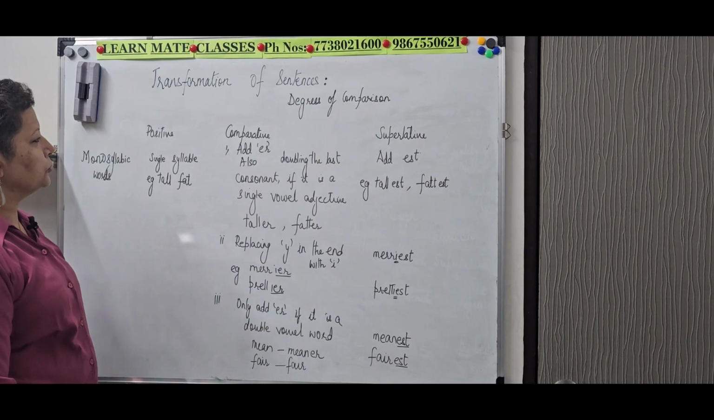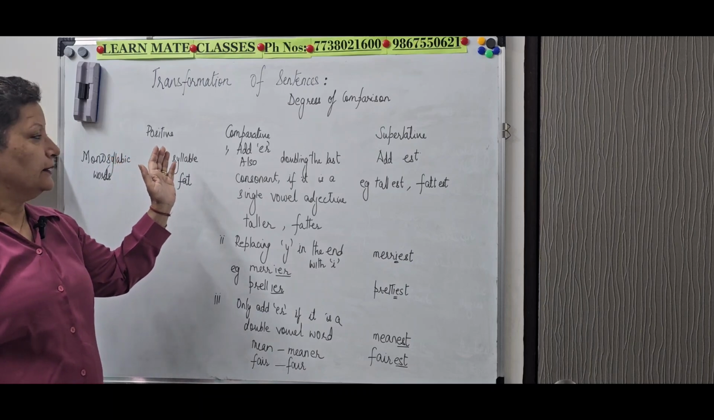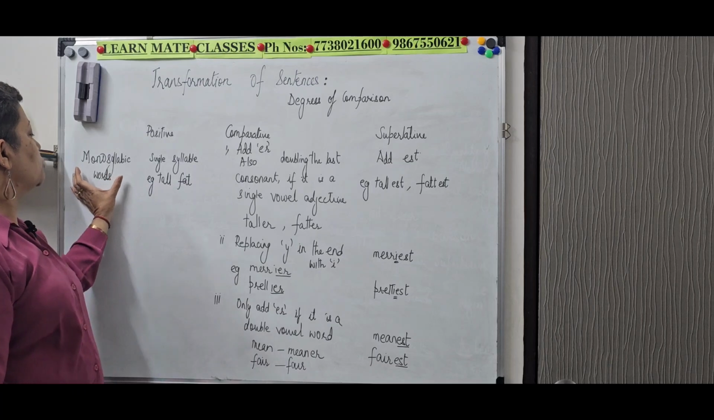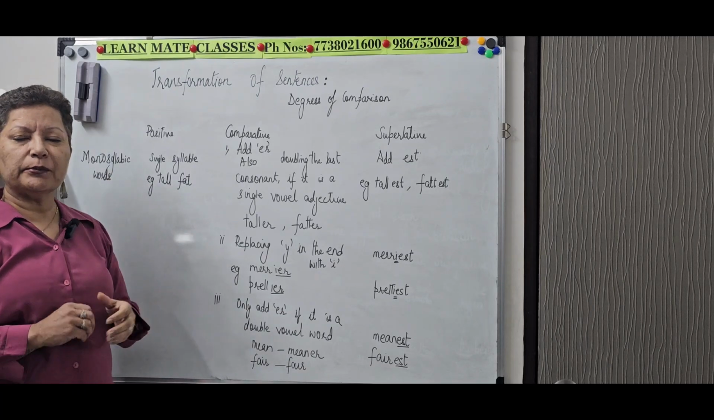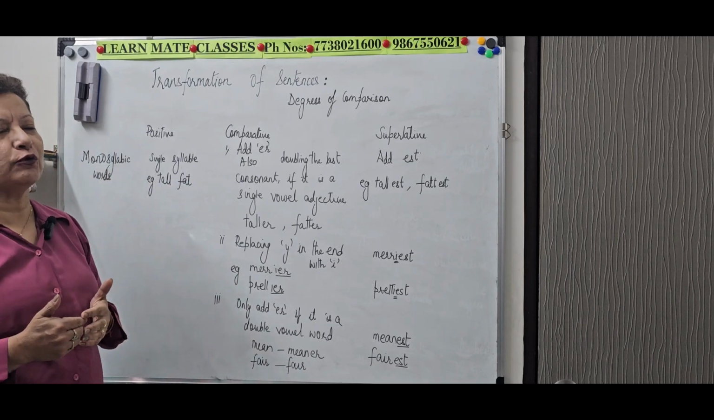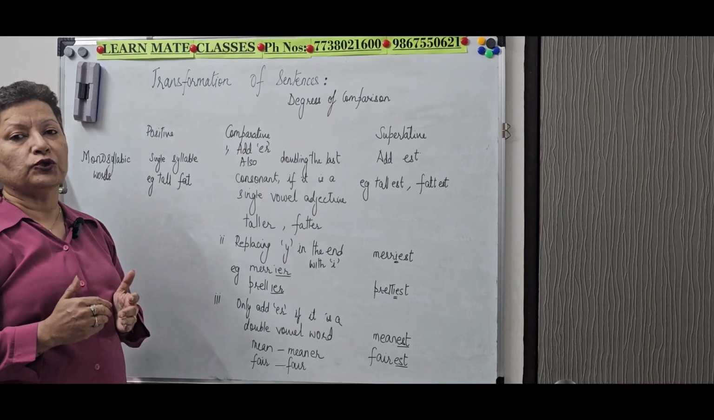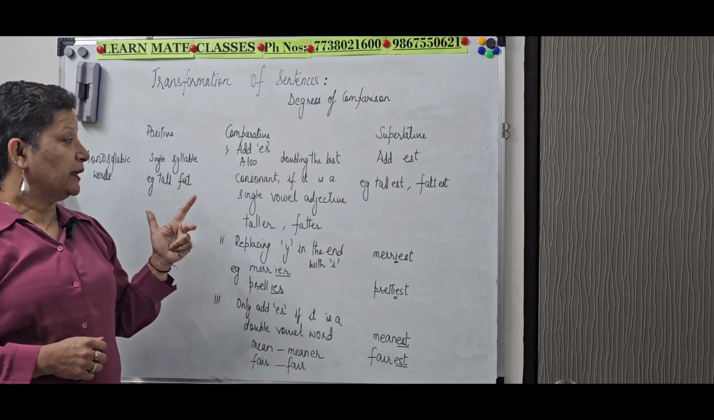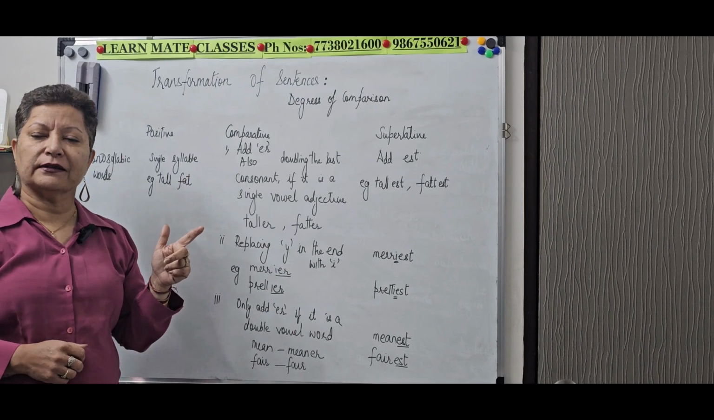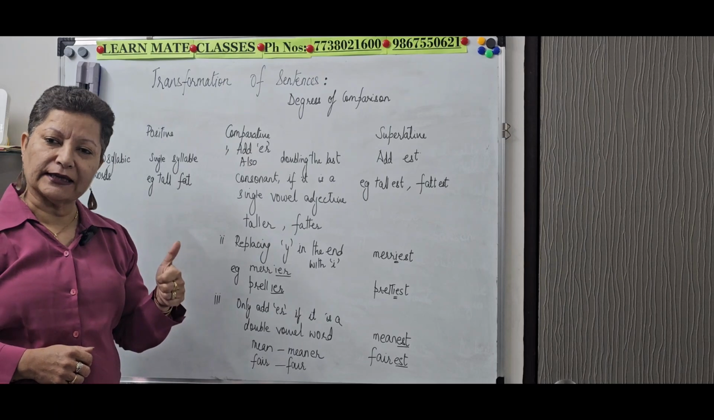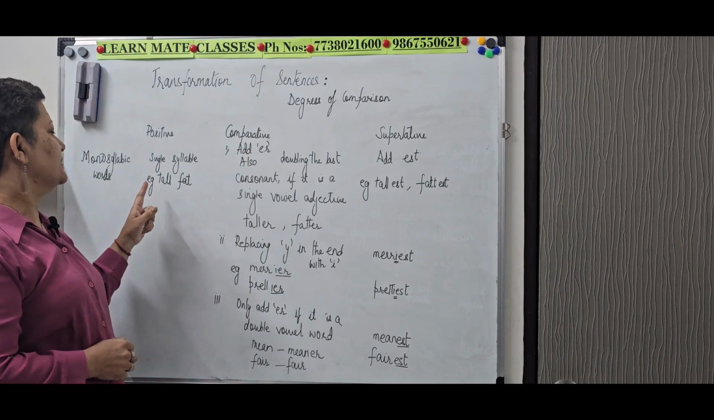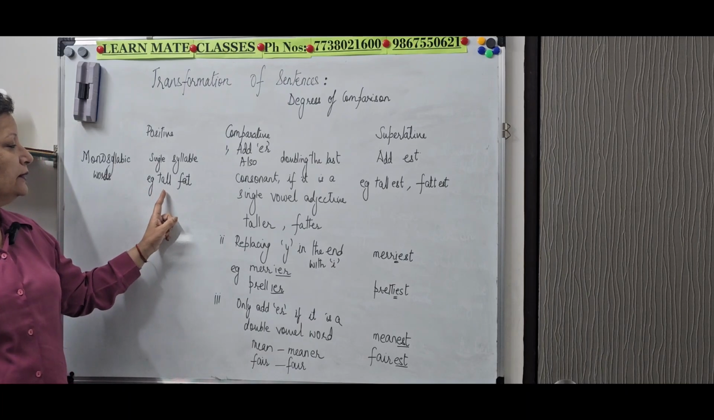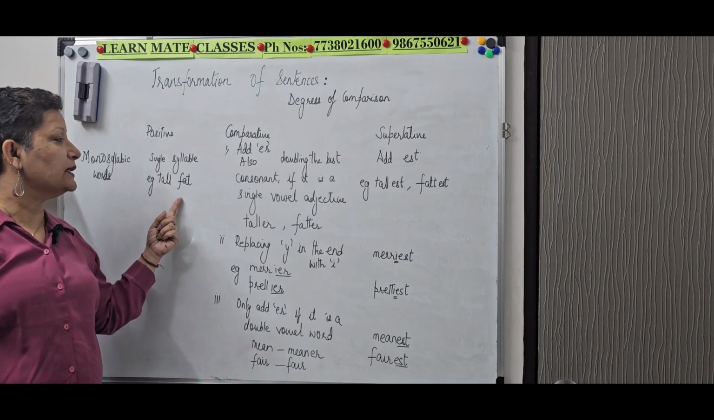So the table here shows 3 degrees of comparison: positive, comparative, and superlative. Now, if the root word is monosyllabic, monosyllabic means you have one syllable. Like if I talk about a name, Sucheta, there are 3 syllables. But if I talk about a word like fat, there's just one syllable. So if it is a single syllable word, like in the adjectives of quality, tall, fat, tall has one syllable, fat has one syllable.